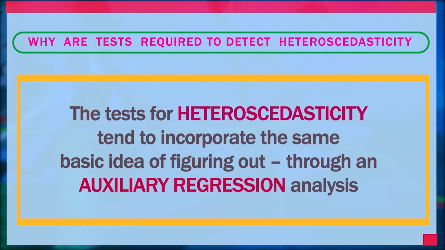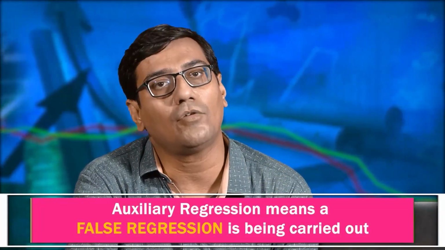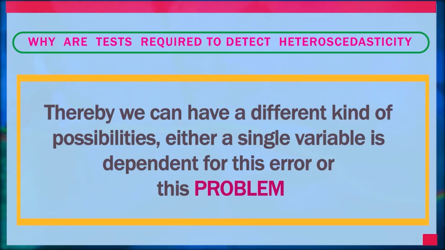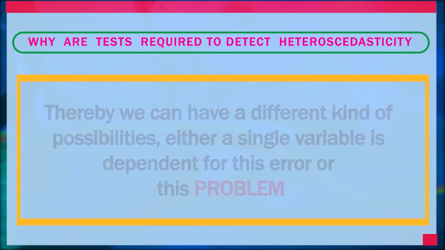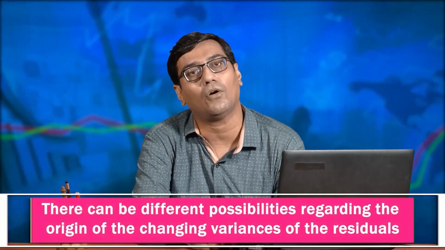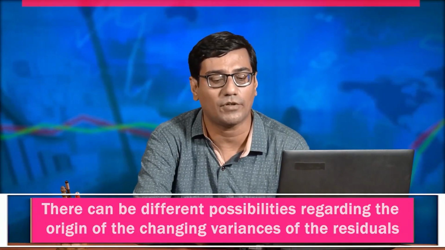which means that we are running an auxiliary regression. Auxiliary means a false regression is being carried out. Based on this regression, we want to find out what problem is encountered and how the problem can be rectified. There can be different possibilities. Either a single variable is responsible for this problem, or there can be a combination of independent variables involved, either by its own effect or by the cross effects. So there can be different possibilities regarding the origin of the changing variances of the residuals.